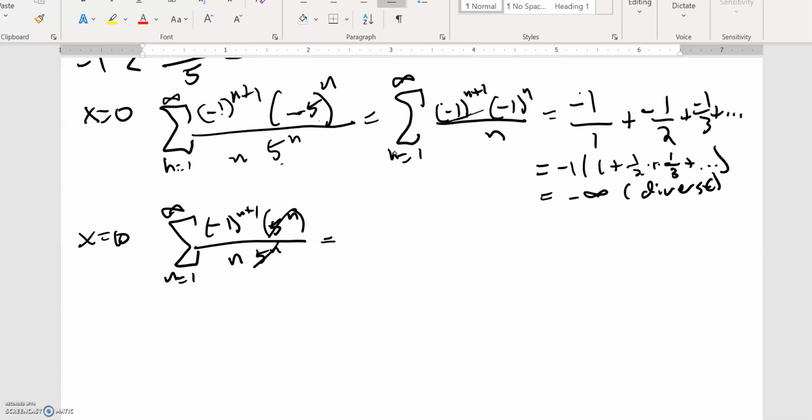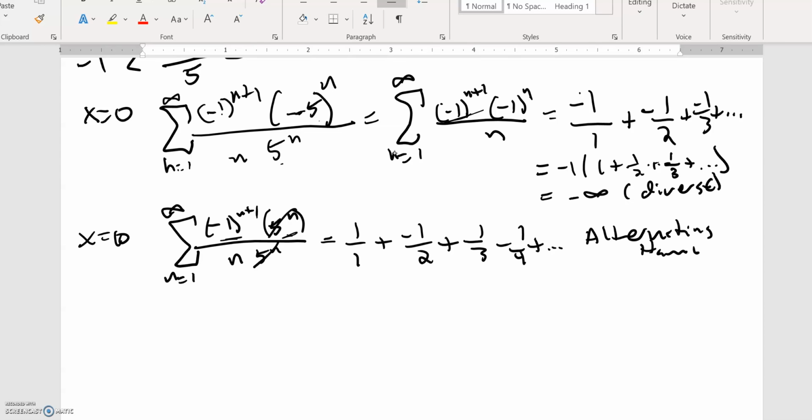1 goes in and it's positive, so it's 1 over 1 plus 2 goes in. Now it's negative because it didn't create an extra 1 over here, and it just created 1 over here instead. So it's plus negative 1/2 plus 3 goes in. It's positive again, 1/3 minus 1/4 plus ... This is the alternating harmonic, and we know that converges.